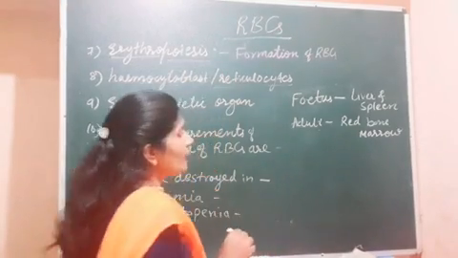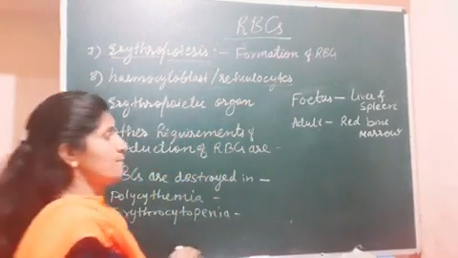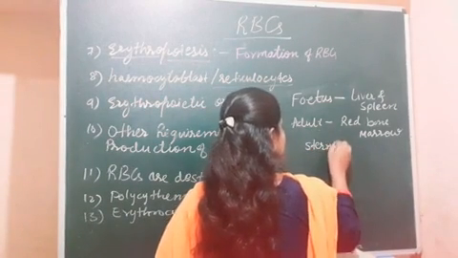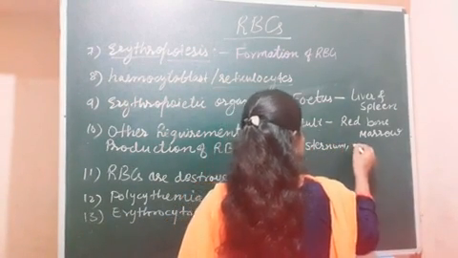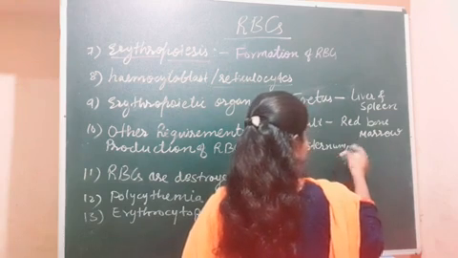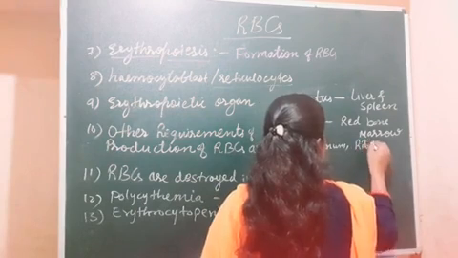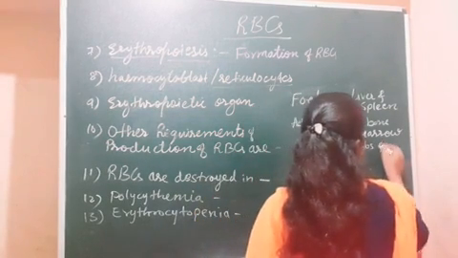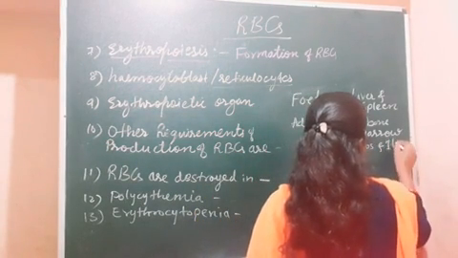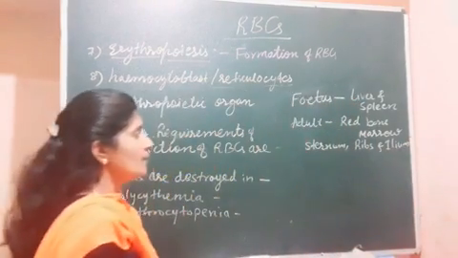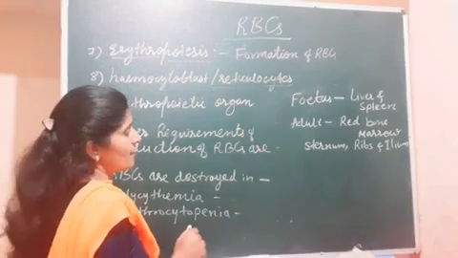Red bone marrow, which bones are involved here? The bones like the sternum, breastbone, sternum in the sense of a flat bone, breastbone, and ribs, and ilium. In these three bones, in the bone marrow, RBCs are formed.